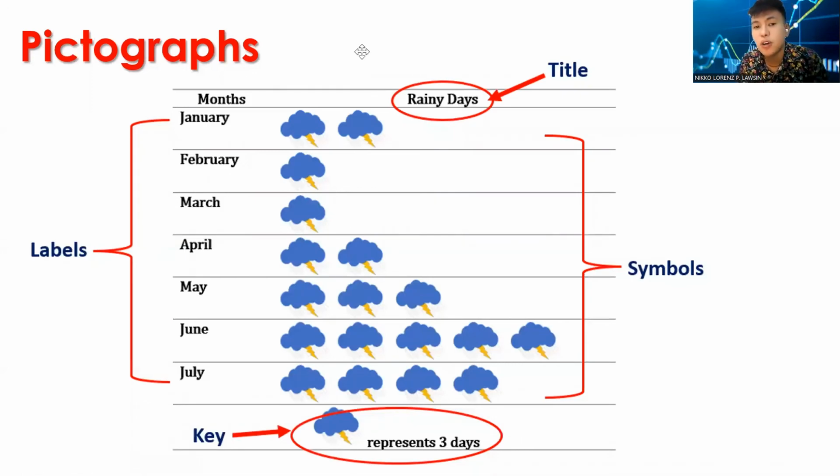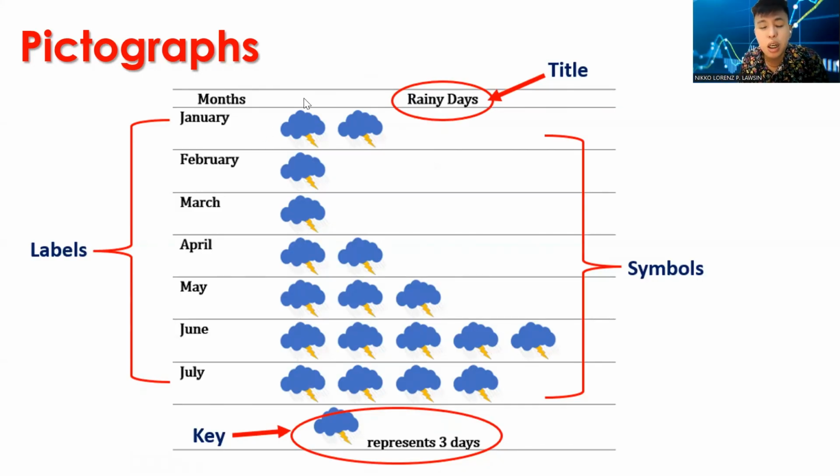Next, pictograph. A pictograph is composed of the following parts. It also has titles, labels, symbols, and key. Key is one of the most important portions of the pictograph because it represents the conversion of one quantity in terms of picture. Okay, for example, this cloud represents 3 days.